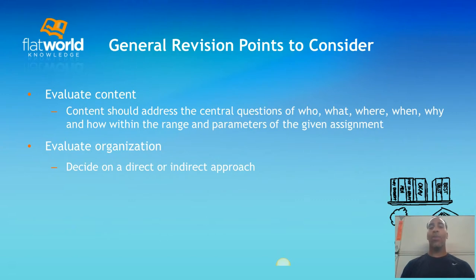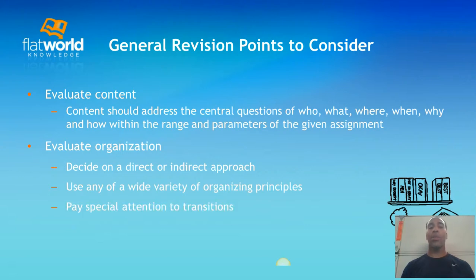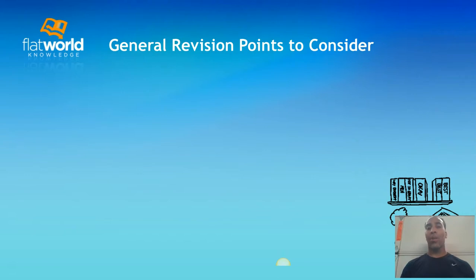Decide on a direct or indirect approach. Am I going to tell a story kind of indirectly, or are we just going to tell you the facts, 1, 2, 3, 4, in a direct manner? Use a wide variety of organizing principles. Pay special attention to transition from this topic to the next topic. Is it a smooth transition that someone would understand? And make sure your conclusion reflects your introduction, right? At the end, it should go back to what you said at the introduction in terms of what you were attempting to do with this document. When I say document, I could mean email, could mean text, could be a longer, formal document.